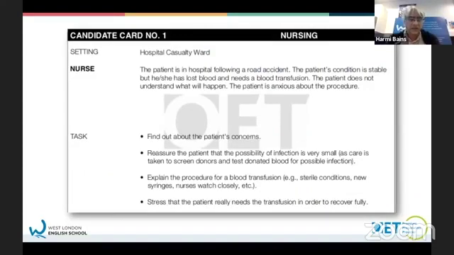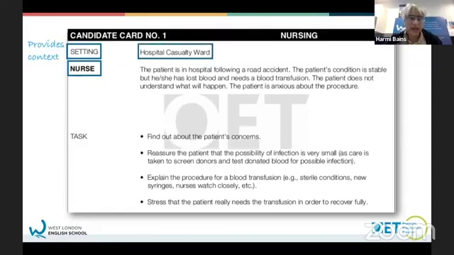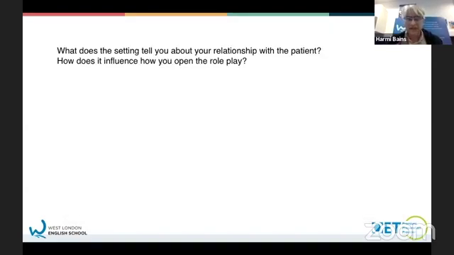And this is what you'll see on test day. You're going to see something like this. You'll get a card, it tells you who you are. This is a nurse, or if you're a doctor, you'll get a medicine card. It tells you about the setting, and we talked about this earlier. We were saying how important the setting is. You really need to take note of this because it gives you really important context. Here you're in a hospital casualty ward, and just think about different settings. It says here, what does the setting tell you about your relationship with the patient? How does it influence how you open the role play?